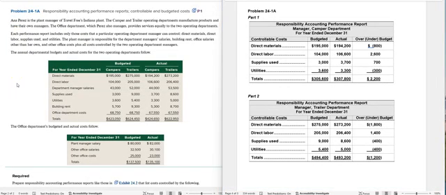All right, last problem in this chapter is going to have us looking at performance reports. Right, so we looked at a performance report in the previous chapter, and we first did a problem earlier in this chapter that looked at ways we can evaluate managers of investment centers. We're going to go back now and revisit preparing a performance report for managers of departments.